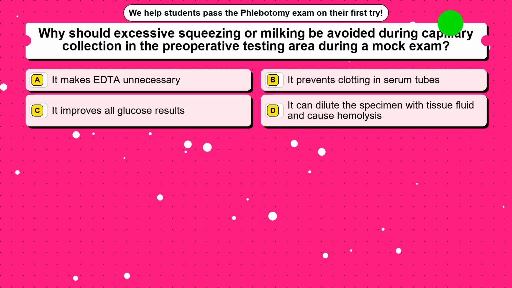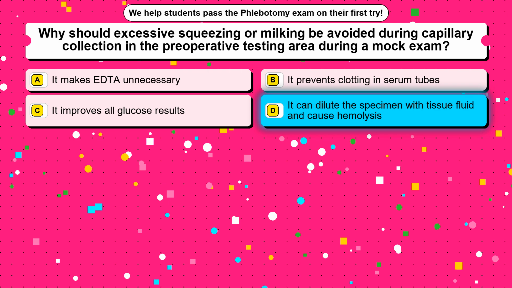Question 88. Why should excessive squeezing or milking be avoided during capillary collection in the preoperative testing area during a mock exam? Option A. It makes EDTA unnecessary. Option B. It prevents clotting in serum tubes. Option C. It improves all glucose results. Option D. It can dilute the specimen with tissue fluid and cause hemolysis.